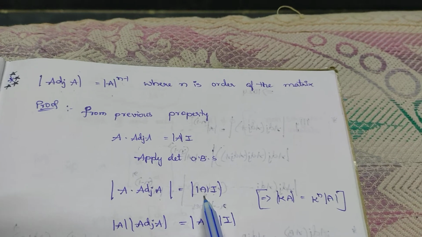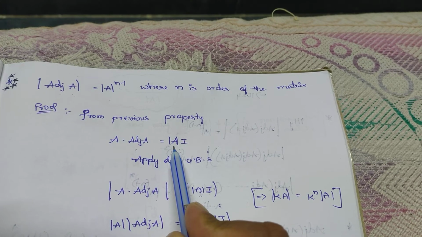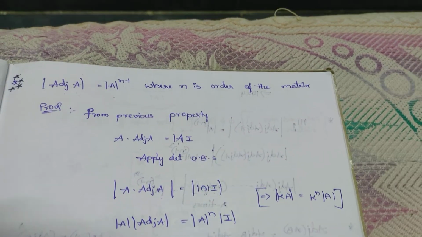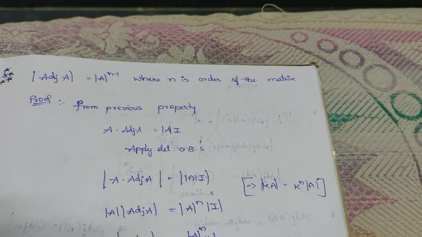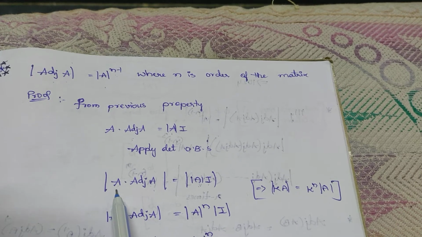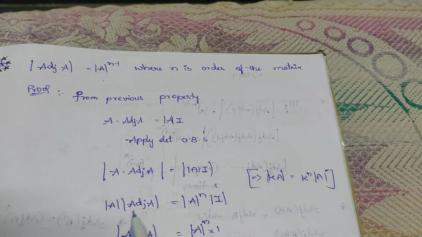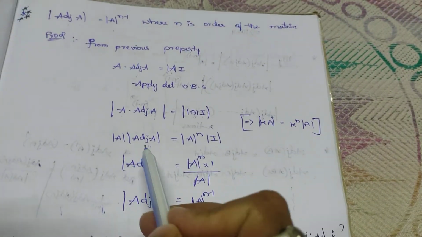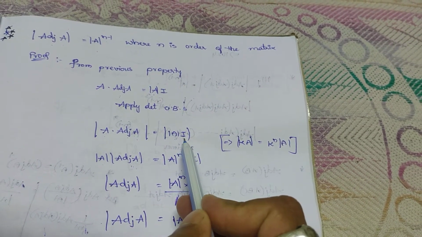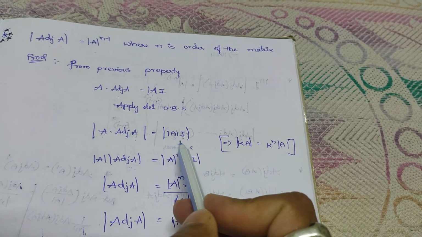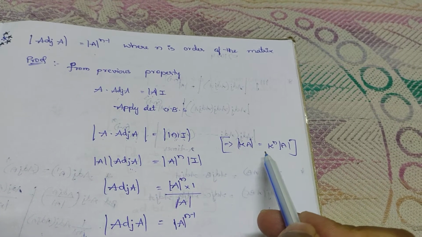You understand, determinant of any matrix is a scalar, that is nothing but a constant. This is a matrix A, adjoint of A is also a matrix. So determinant of A into B is nothing but determinant of A into determinant of B. B means adjoint of A. So determinant of A into determinant of adjoint of A is equal to, this is nothing but some K, it is nothing but I. Actually we have the formula, determinant of KA is equal to K power n into determinant of A.